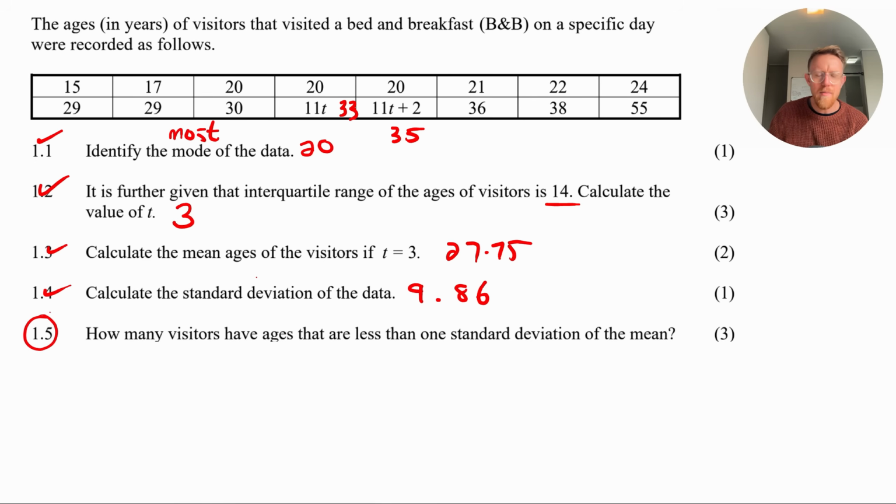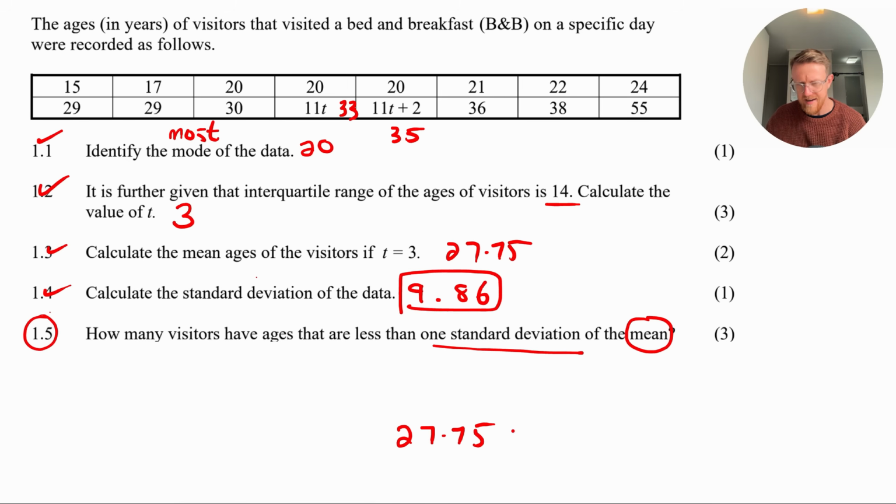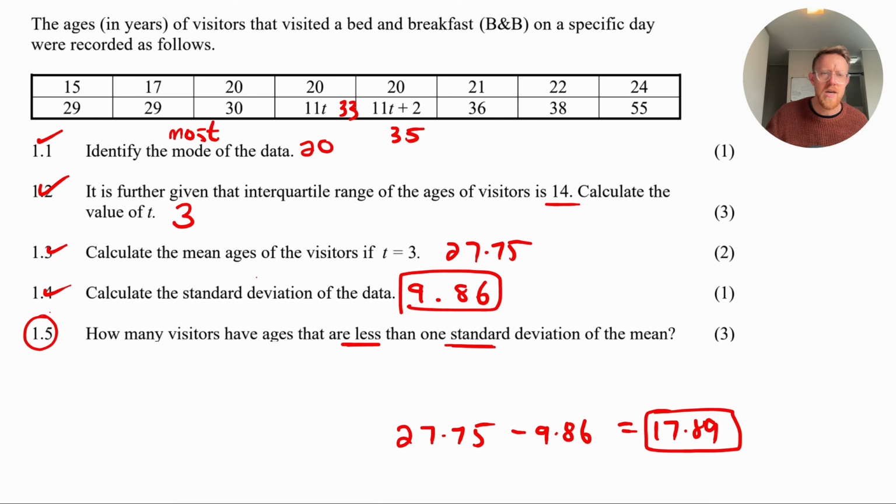Okay, this one says, how many visitors have ages that are less than 1 standard deviation of the mean? So if the mean is 27.75 and the standard deviation is 9.86, then let's quickly minus 9.86, and that'll give us 17.89. So they said how many people have ages that are less than 1 standard deviation of the mean. So they want to know how many people's ages are less than that number over there. So that would be this person and that person. So that would be 2 people.